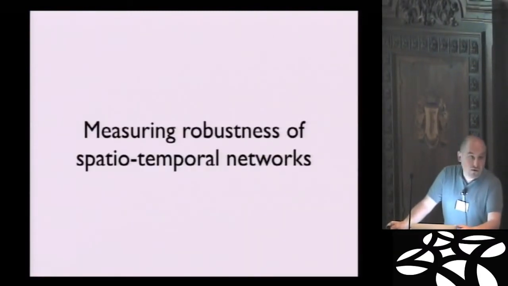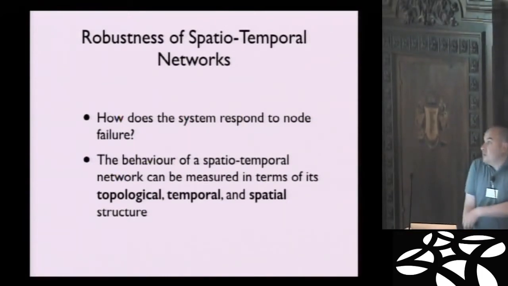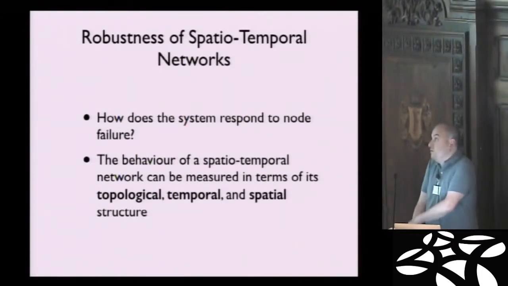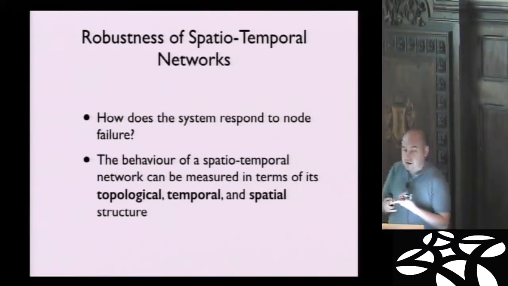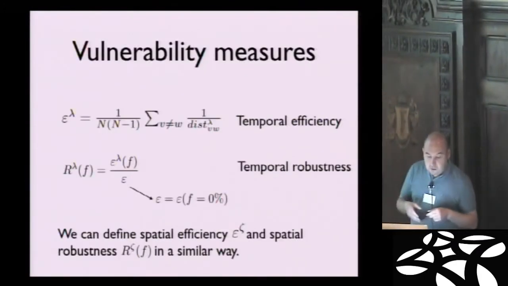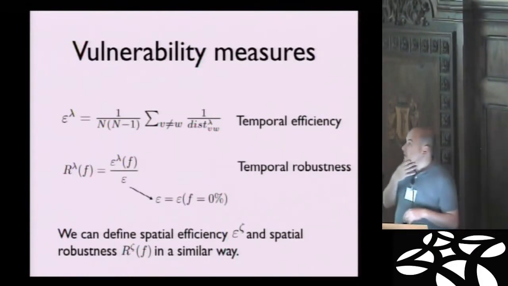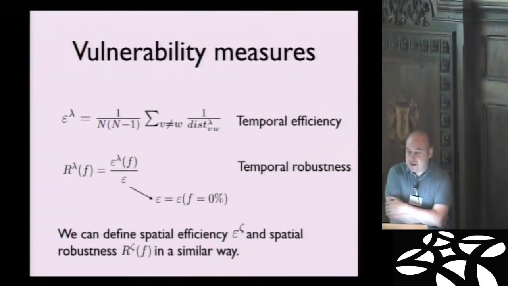So this is a nice way of representing networks, but let's try to use this in a specific case. So let's assume that you want to measure the robustness of spatio-temporal networks. So we want to study, for example, essentially how the system responds to node failure. And you can study with this type of model 3 aspects: topological, temporal, and spatial. And this is the interesting thing. At the same time, as vulnerability measures, we consider the classic definitions that you can find in the literature.